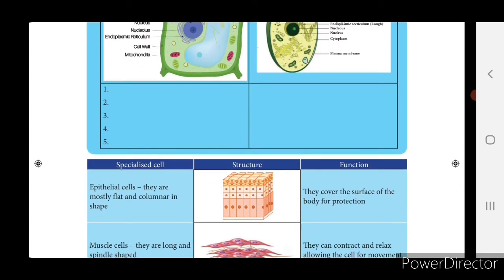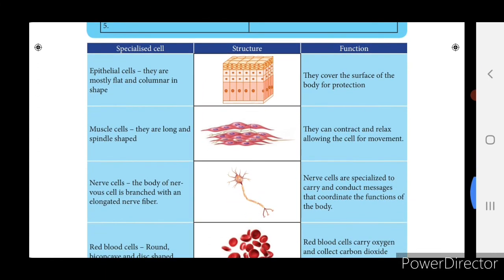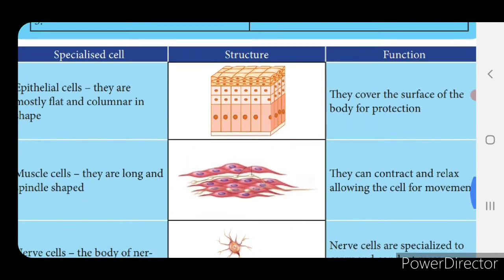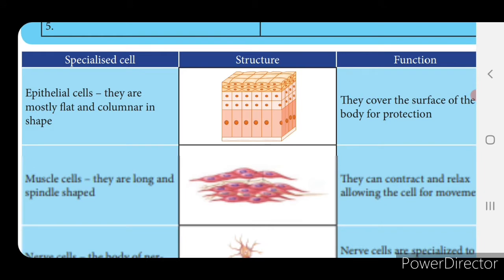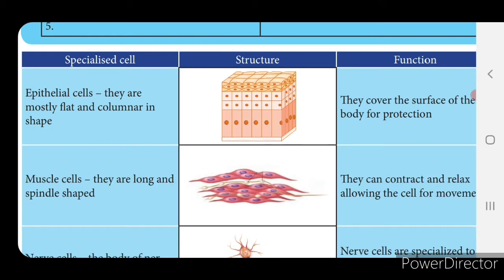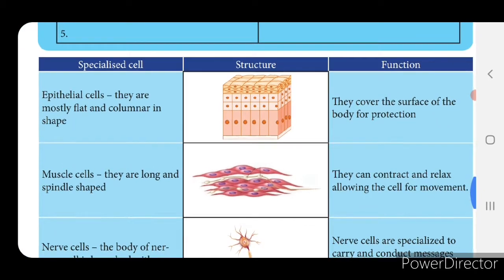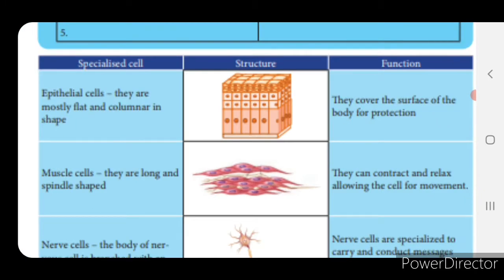Okay children, now we'll see the specialized cells, their structure and also their function. First we will see the epithelial cell. Epithelial cells are mostly flat and columnar in shape. Columnar means straight, like bricks. So they will be arranged in a brick-like structure, and the diagram is also given. On seeing that you would have understood.